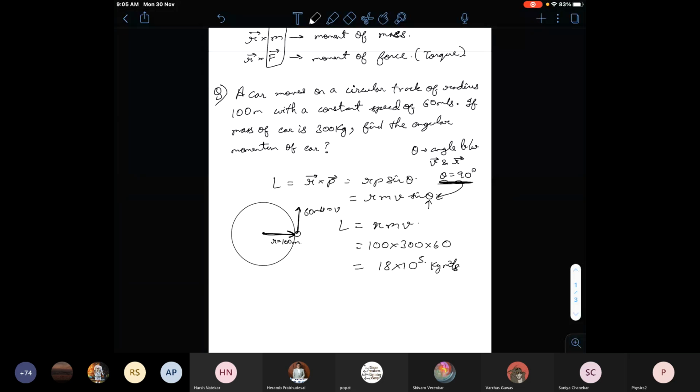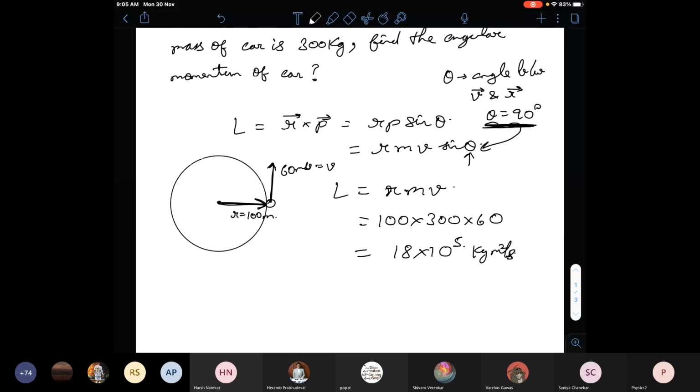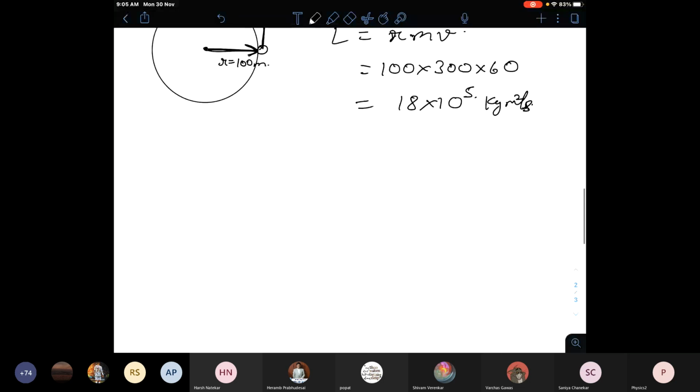Acha. Now let's see another problem. It is angular momentum only, but a small variation is there. Suppose this is x, this is y.